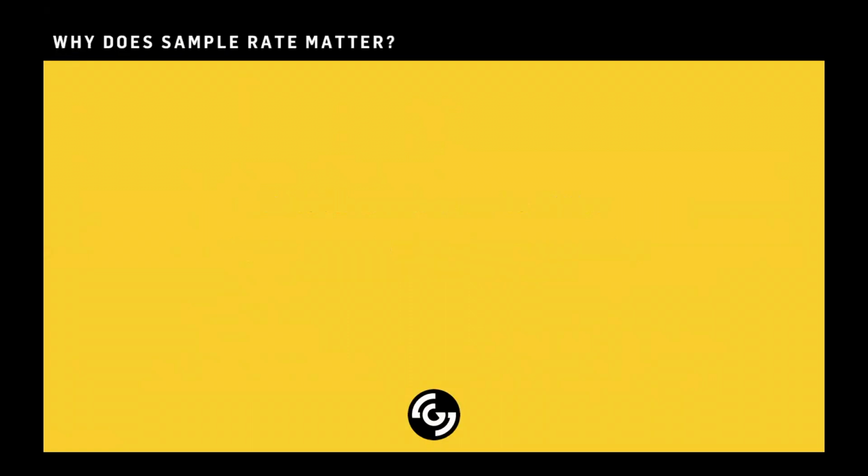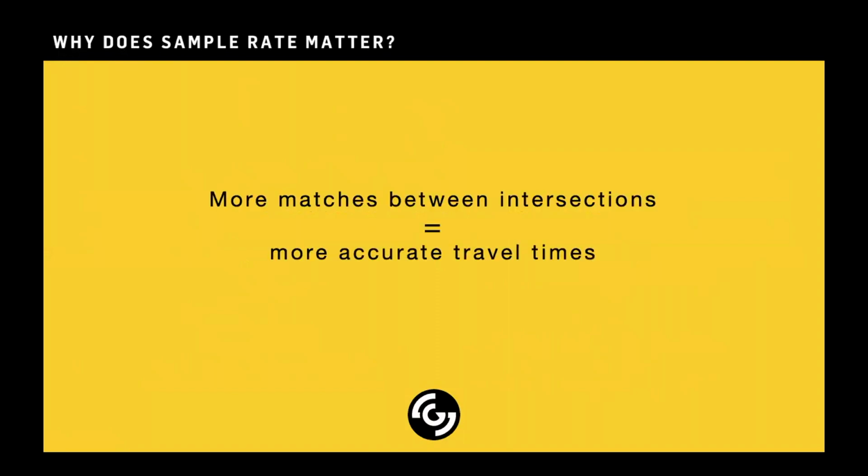So what does that mean? Why does sample rate matter? Sample rate gives us more data to analyze. What that means is that we're gonna have more detections between intersections, which is gonna provide us a higher confidence level. Statistically speaking, that basically means that our detection and analysis is gonna be more accurate. What does more accuracy provide you? That gives you greater insights into the traffic behavior within your network.